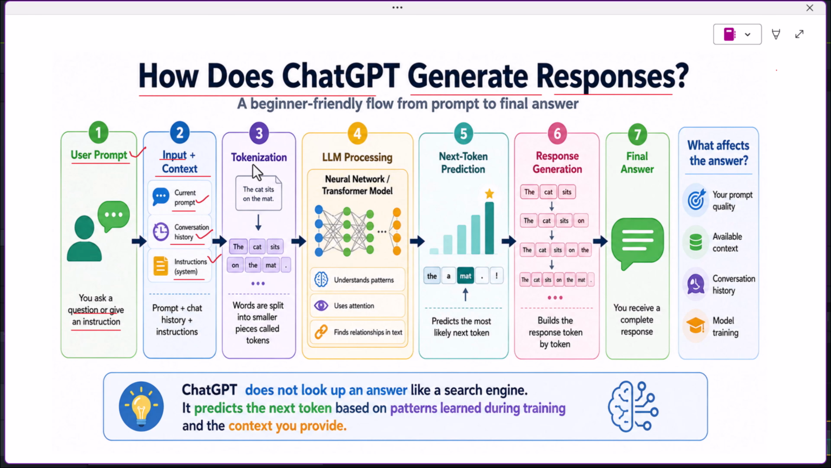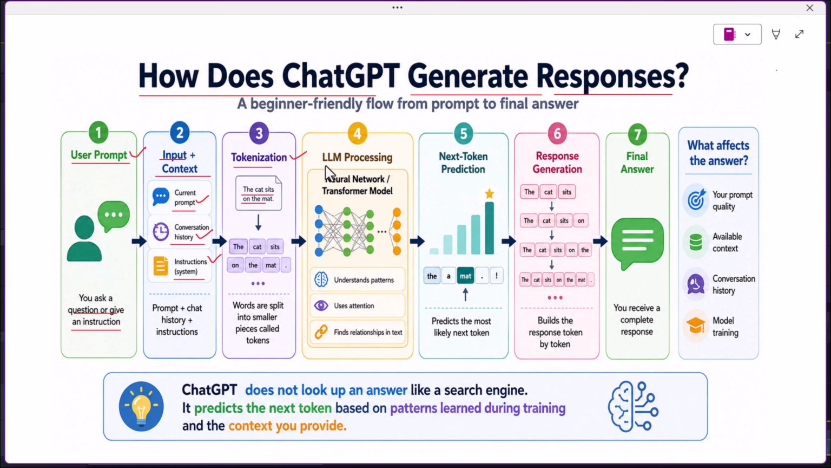Third, the text goes through tokenization. Tokenization means words are split into smaller pieces called tokens. For example, a sentence like, "The cat sits on the mat," is broken into smaller token pieces. These tokens become the input for the model.